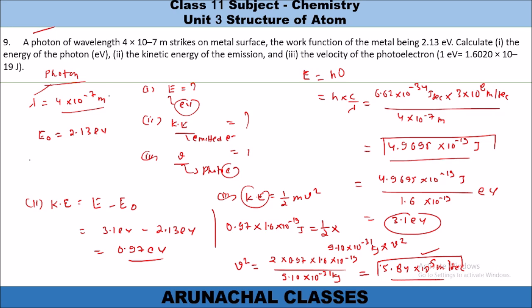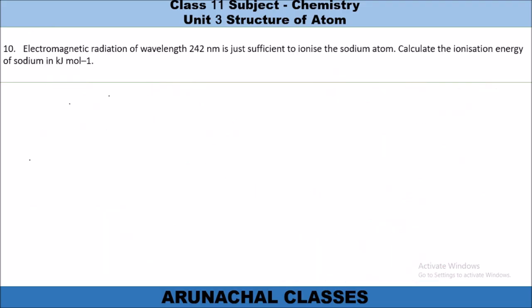Now we are going for our next question, question number 10. In question number 10, it is given that electromagnetic radiation of wavelength 242 nanometer is just sufficient to ionize a sodium atom. Calculate the ionization energy of sodium in kilojoule per mole.